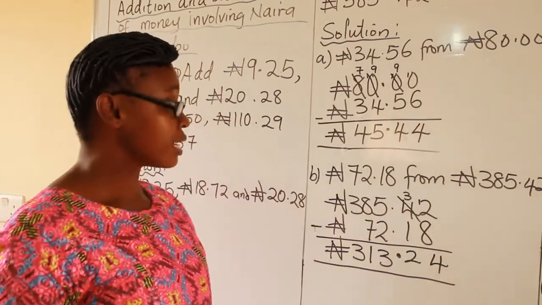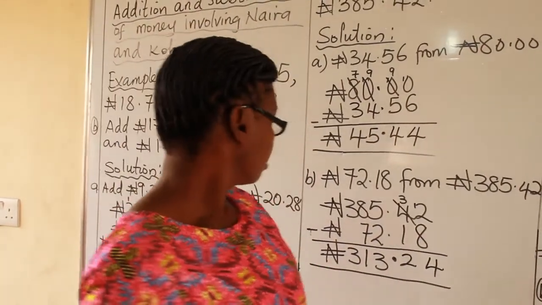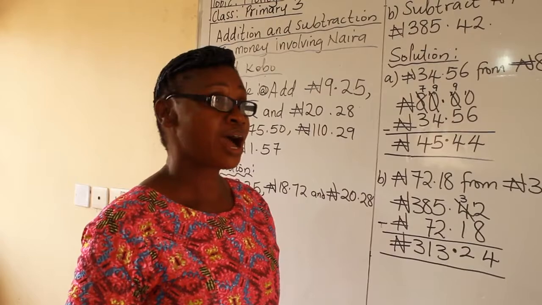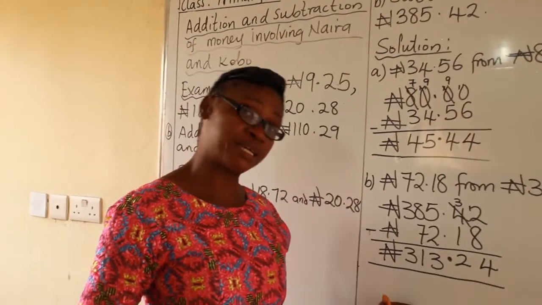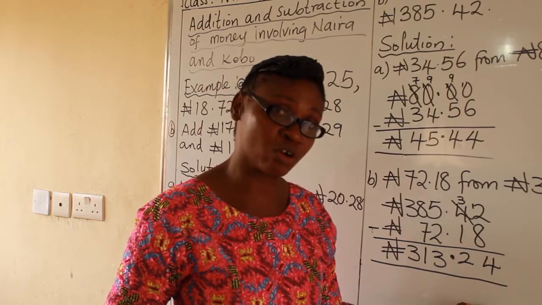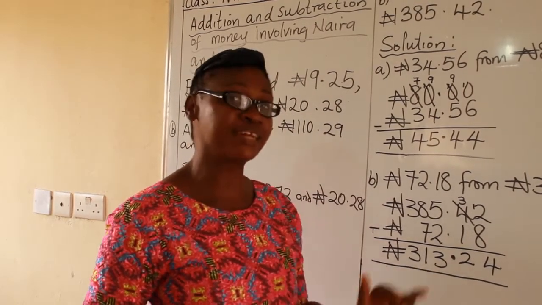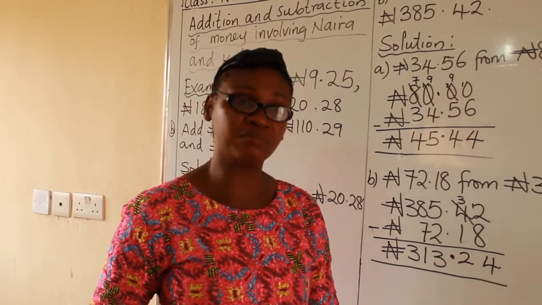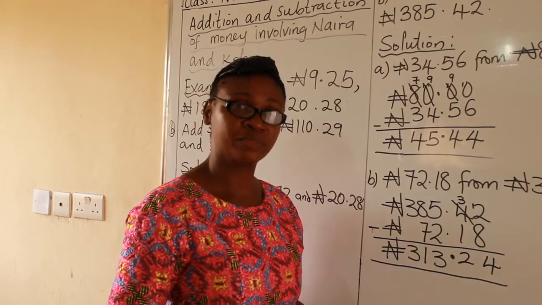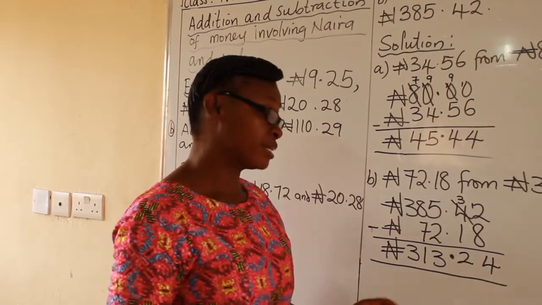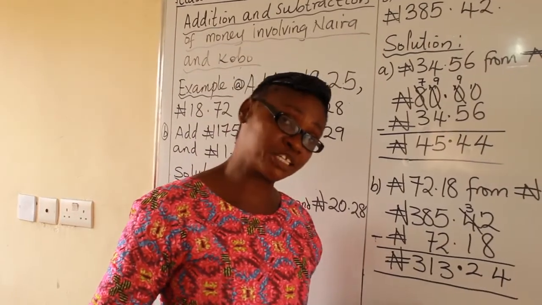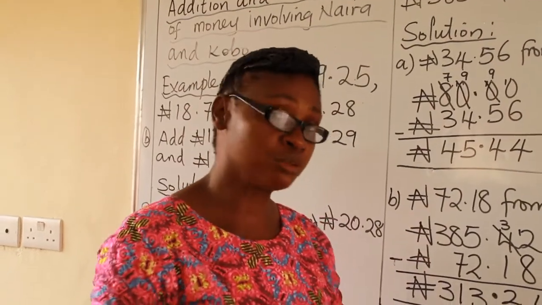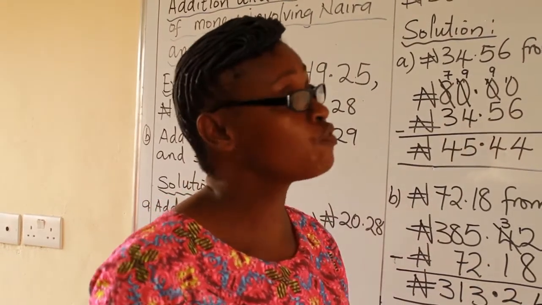So children, that is what I have for you for today. In our next class, I will be taking multiplication and division of money involving naira and kobo, and we will also look at word problems involving money. Thank you for listening.